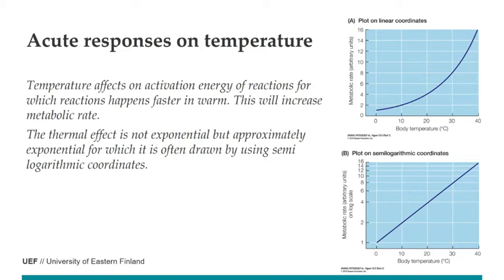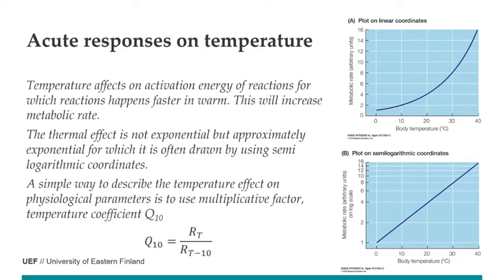Because, well, these scales are a little bit difficult, so quite often we use a physiological parameter like the temperature coefficient. And this is just the ratio. Okay, how much is the metabolic rate, for example, at 10 degrees Celsius versus the metabolic rate at 0 degrees Celsius? So now the temperature difference is 10 degrees Celsius, and then you have the ratio that you can compare between different animals, etc.